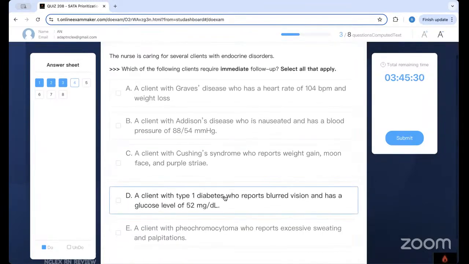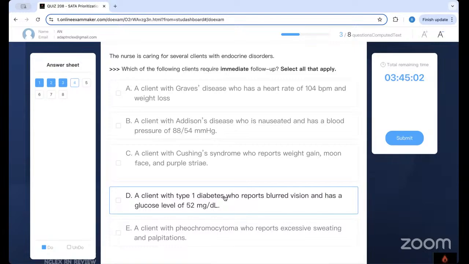How about this? This is an endocrine, five endocrine things. Like I said, if you know the answer, you can put it, and then we can talk about it. This is caring for several clients with endocrine disorders. Which of the following clients require immediate follow-up? Select all that apply. What you do is look at each content, see if it's an expected finding, see if you know it. The first one, a client with Graves disease. What do you know about Graves disease?